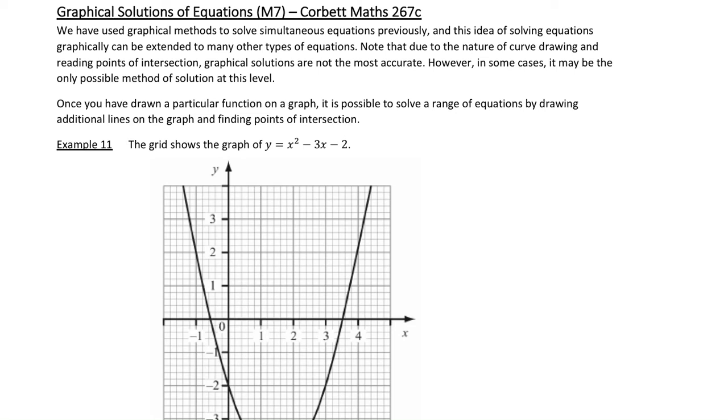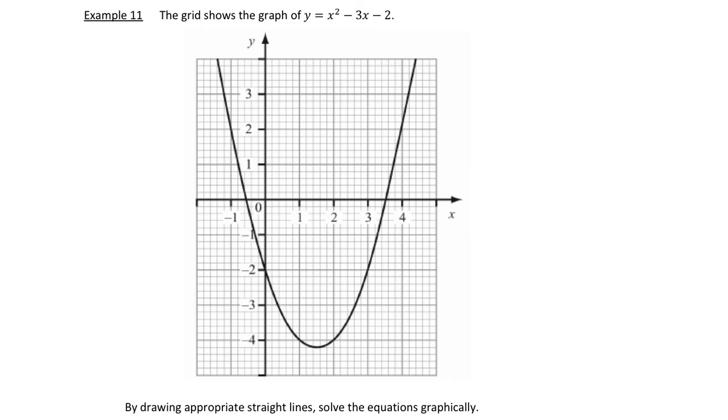In this video we're going to look at graphical solutions of equations. We're going to look at an example. It says the grid shows a graph of y is equal to x squared minus 3x minus 2. So this typically is given to you, not always. Sometimes they would ask you to draw this, so a bit of plotting curve graphs would come into play. But you can see they've got that graph drawn there.